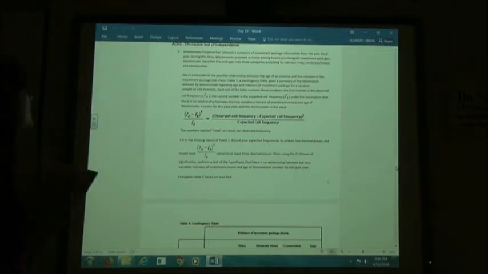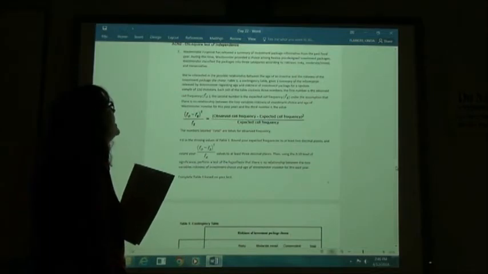We're interested in the possible relationship between the age of an investor and the riskiness of the investment packages she chooses. Table 1, a contingency table, gives a summary of the information released by Westminster regarding the age and the riskiness of the investment package for a random sample of 150 investors. Each cell of the table contains 3 numbers. The first number is the observed cell frequency. The second number is the expected cell frequency, under the assumption that there is no relationship between the 2 variables, riskiness of investment choice and age of Westminster investor for this past year.